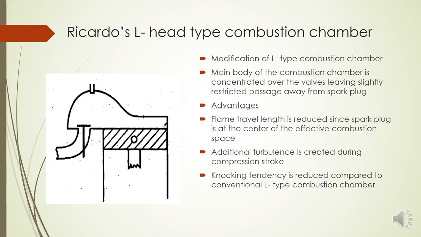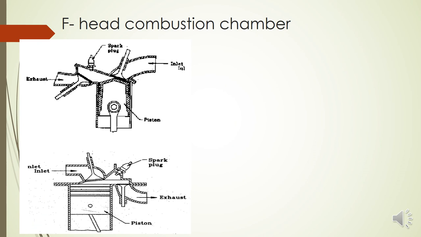Now we will go to the third type of combustion chamber, that is the F-head type combustion chamber. These are two designs of the F-head shape. It is almost in the shape of an F. What you have noticed here is that one valve is in the head. In T-type and L-type, both the valves are in the block, that is the bottom part. But in F-type, we have one valve in the head and one valve in the block. These are two different designs by two different companies. So in the F-type combustion chamber, one valve is in the cylinder head, while the other is in the cylinder block.